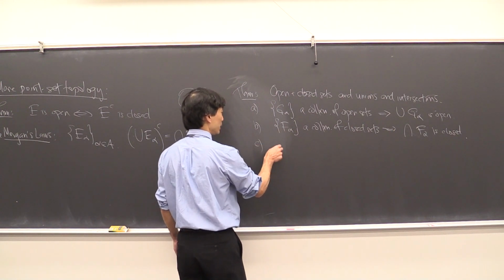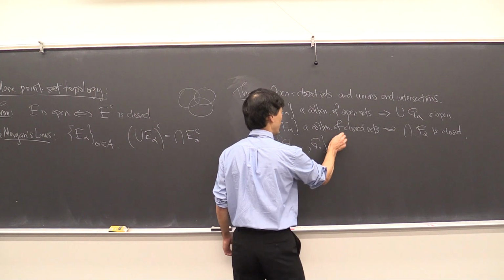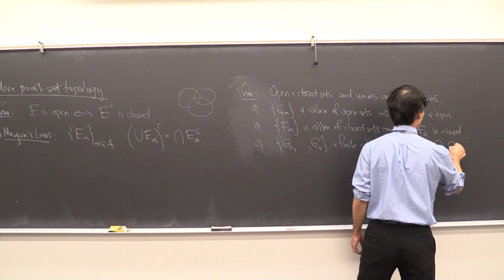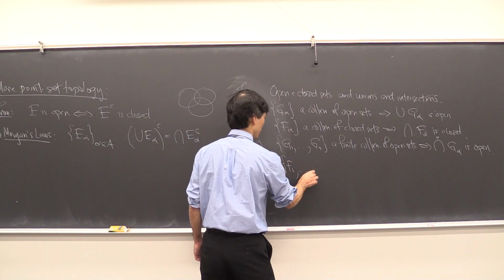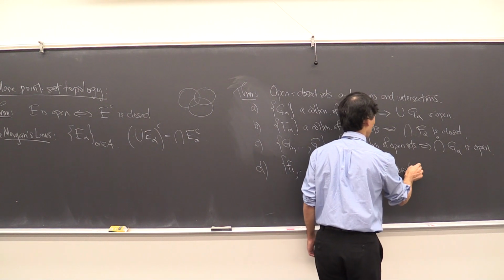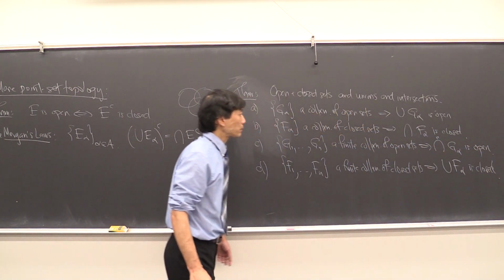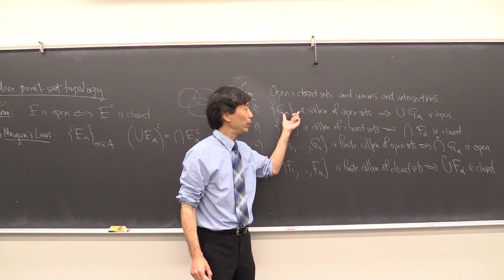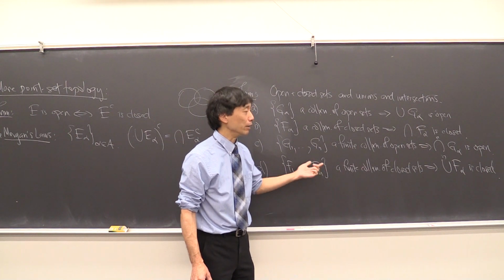Okay. Third one is that if you have a finite collection, G1 to Gn, of open sets, then its intersection is still open. And the last one, if you have a finite collection of closed sets, then the union is closed. Okay. So infinite or finite, any sort of union of open sets is still open. Any sort of intersection of closed sets is closed. A finite intersection of open sets is open. A finite union of closed sets is closed. Okay.